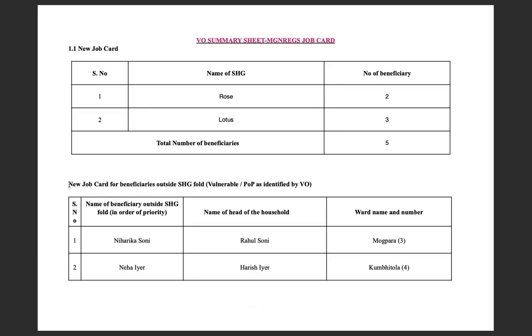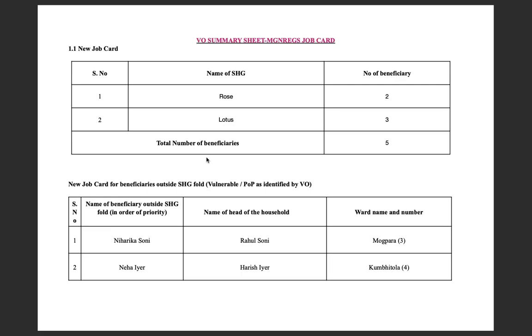In a very similar way, we will do it for new job cards for beneficiaries outside the SHG fold. So what we have to understand here is that we take the data of the beneficiaries from outside the SHG fold at the VO level. This data is not filled at the SHG level in order to avoid duplication and any sort of repetition.